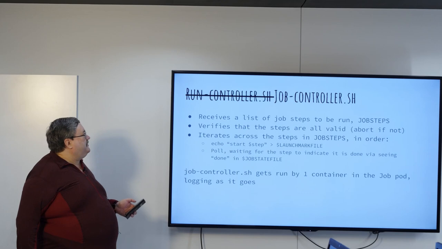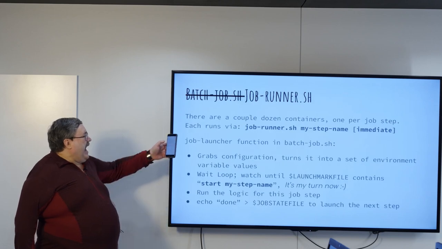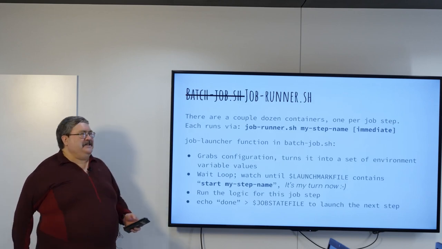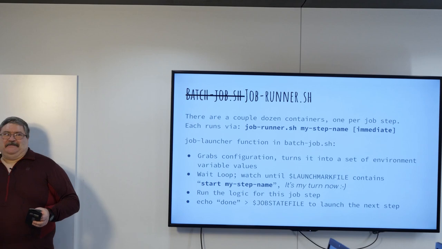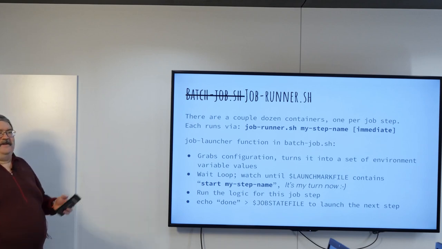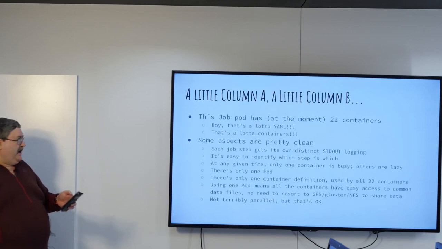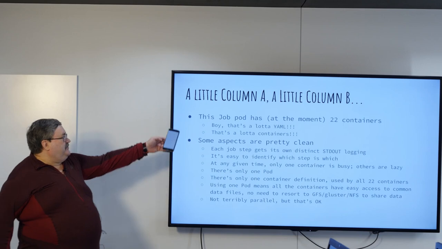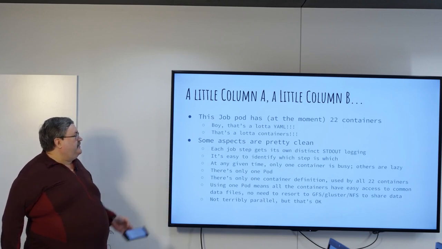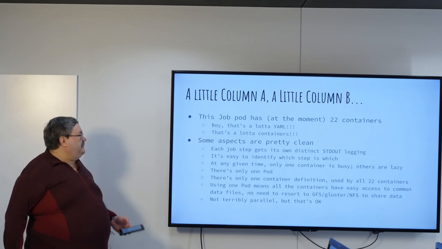So I wrote some shell scripts, a job controller. I set up 24 containers in my pod. There's about 23 or 24 containers, and one of the containers manages the others. Hooray! It's got 22 containers, a lot of YAML, a lot of containers. It doesn't work very hard though. There's notes.